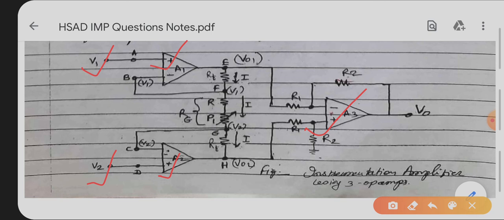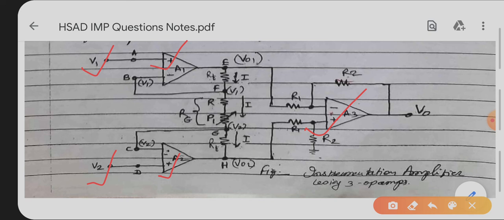So the instrumentation amplifier is used in industrial applications for amplification of the outputs of sensors and transducers. How is the circuit described? The circuit consists of three op amps: A1, A2 and A3. A1 and A2 are used in non-inverting mode, and A3 is used in differential mode.